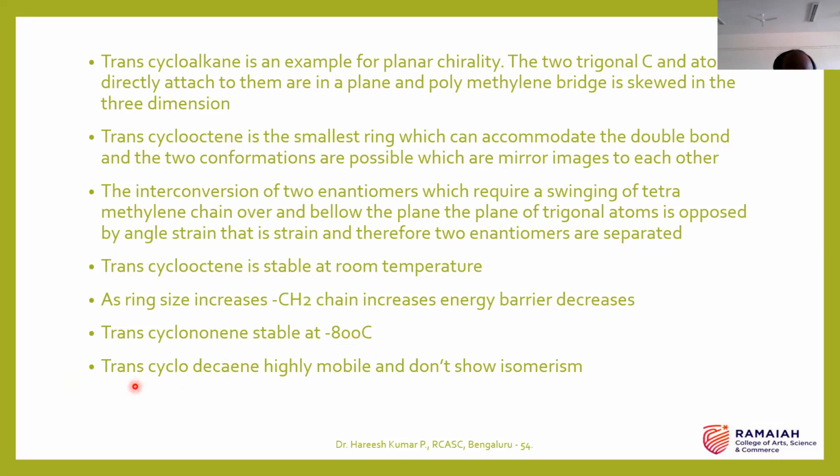And similarly, trans-cyclodecene, so the 10 carbon containing one, is highly mobile and does not show isomerism. So this is about the double bond containing chiral compounds. So with this, I will go to the next slide. The next slides onwards are about conformational analysis.